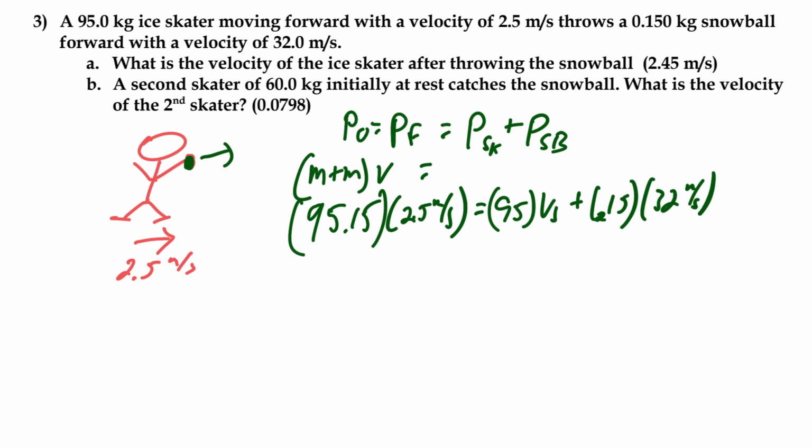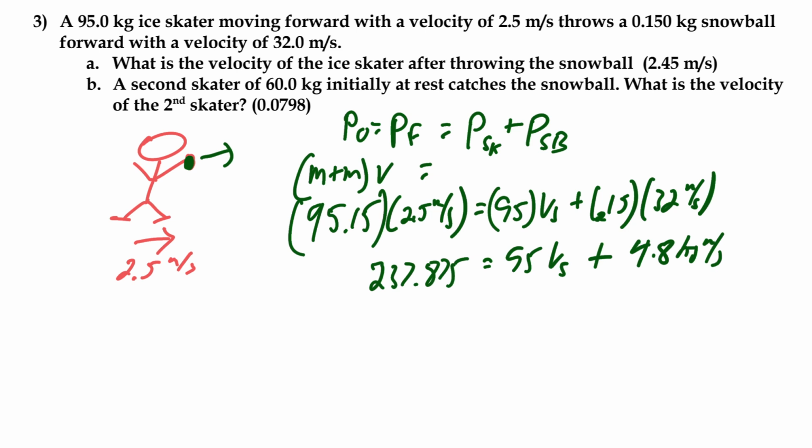Okay, so let's go ahead and do this out. So 95.15 times 2.5 means the momentum of kind of the combination is 237.875. And then the momentum of the snowball afterwards is going to be 0.15 times 32. It's only 4.8. Okay, so notice it's not going to slow down a lot because there's not a lot of extra momentum this way. So we'll go ahead and subtract that out.